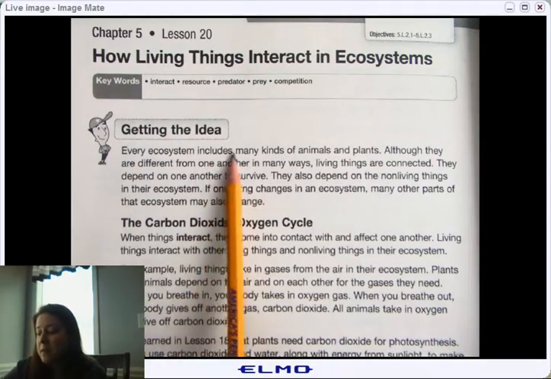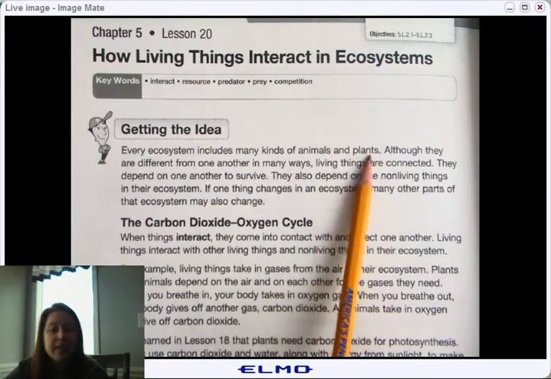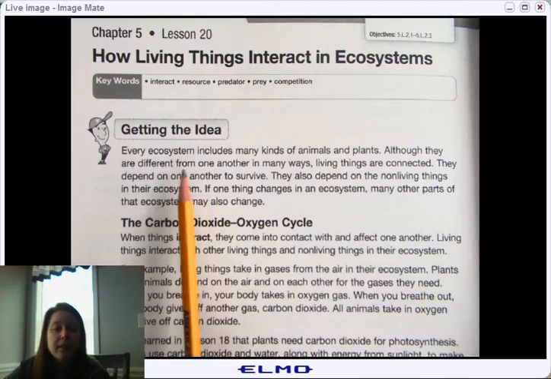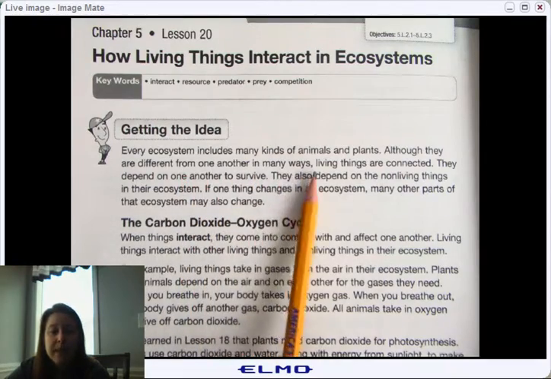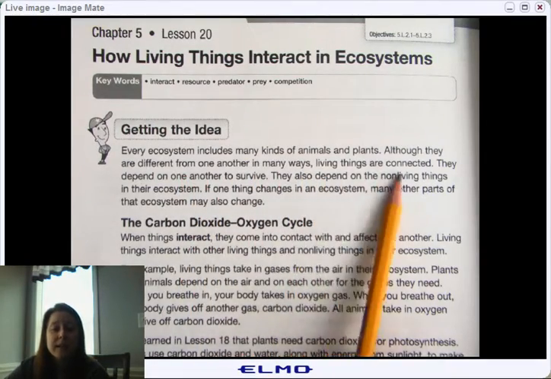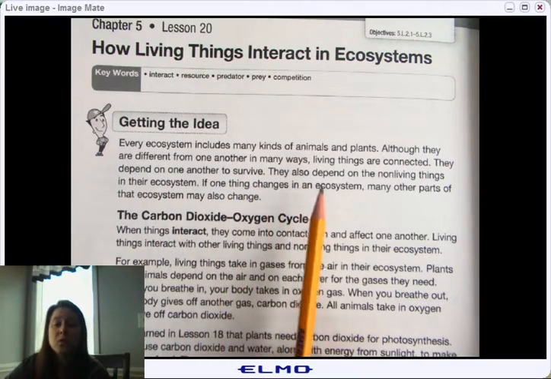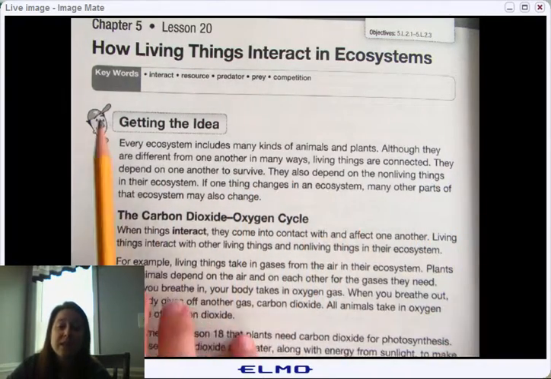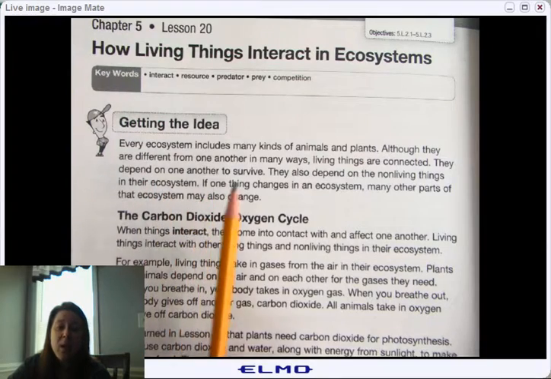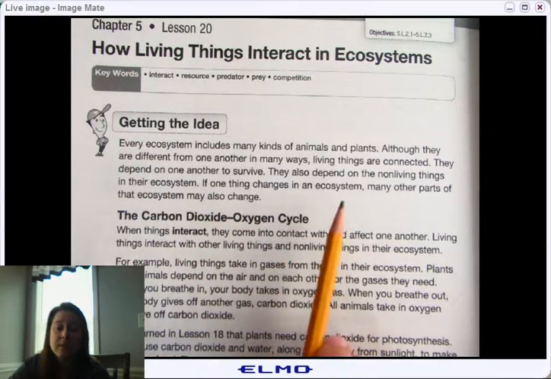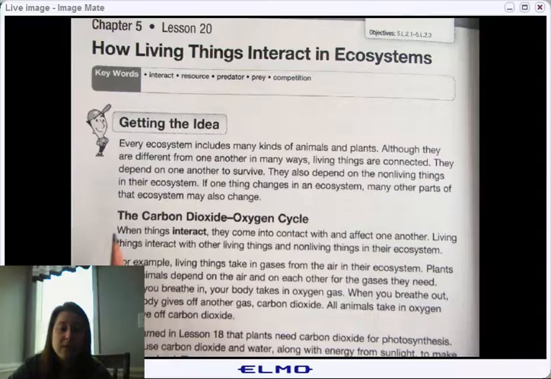Every ecosystem includes many kinds of animals and plants. Although they are different from one another in many ways, living things are connected. They depend on one another to survive. They also depend on the non-living things in their ecosystem. If one thing changes in an ecosystem, many other parts of that ecosystem may also change.